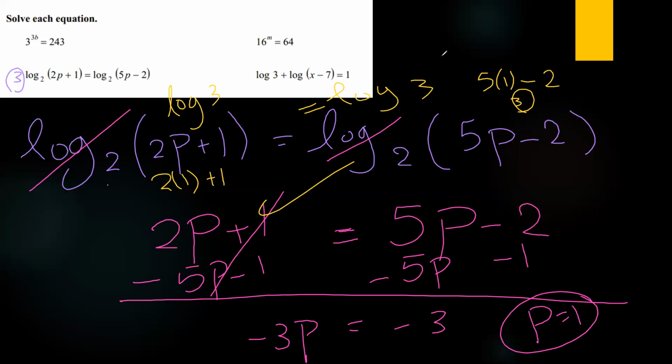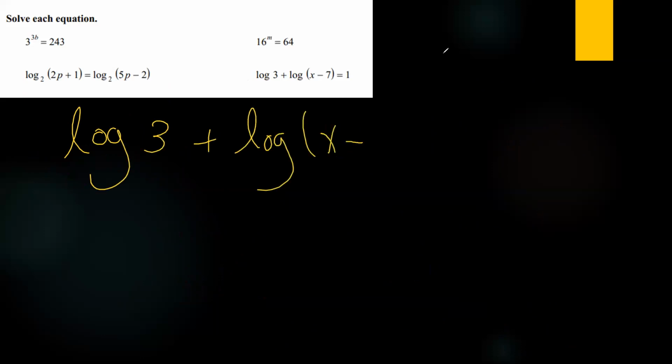Now let's solve number 4. In number 4 here, we have logarithm 3 plus logarithm of x minus 7 equals 1. Now look at the left side. If you have logarithm 3 plus logarithm x minus 7, how can we write it here?